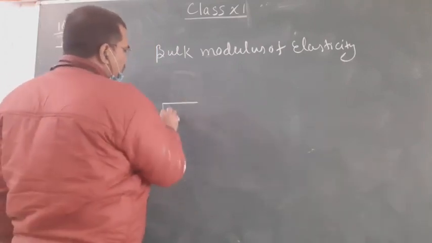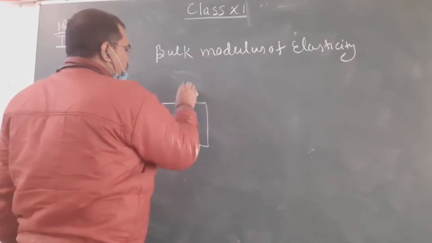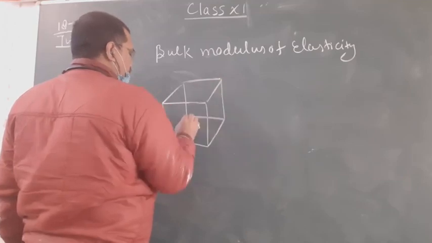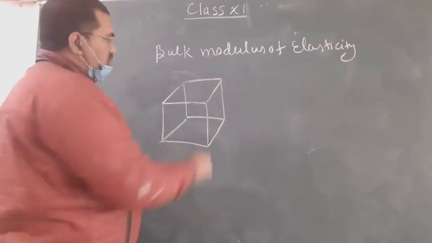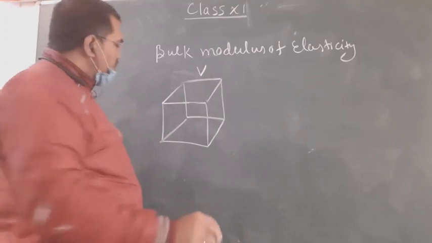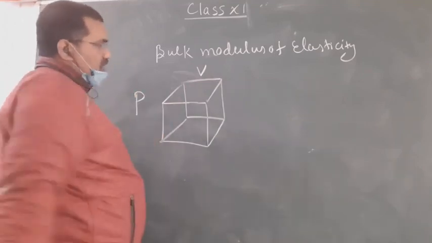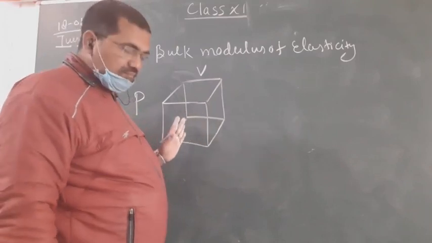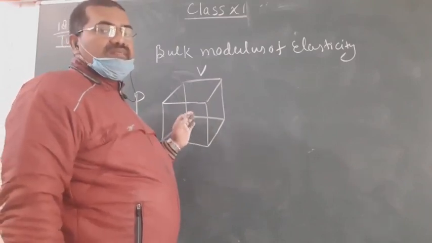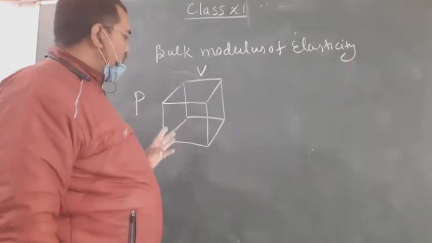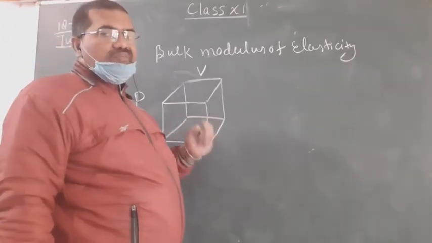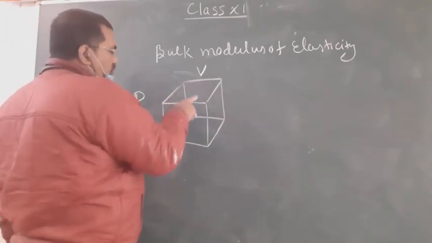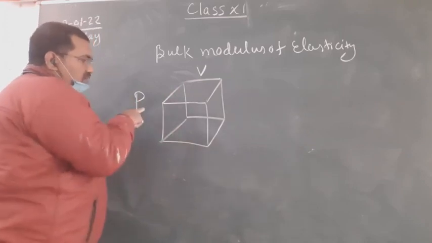Consider a volumetric body with initial volume V, and pressure P is applied. Pressure is force per unit area, force perpendicular upon area. It's a normal stress which is used in a volumetric body. So pressure is also a stress, a part of stress. Suppose initially the volume of the body is V and the pressure applied on it is P.